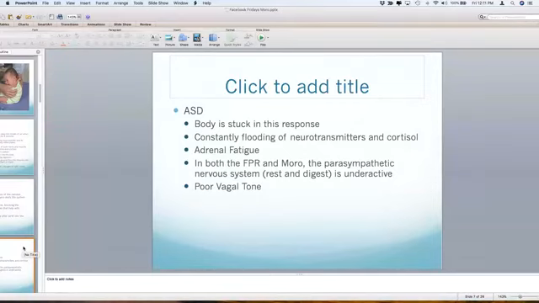In kids on the spectrum, the body is stuck in this response. So actually, there's this combination there in the fear paralysis and in the Moro. They're kind of stuck in both.